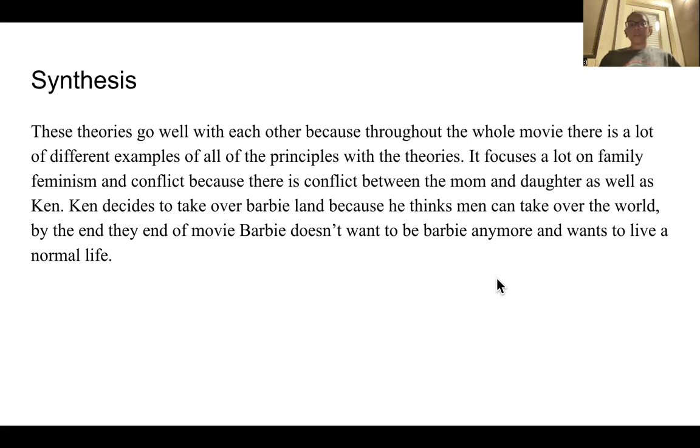And Barbie ended up taking power back, but she ended up going to the real world and becoming a human instead of Barbie, pretty much. But yeah, I thought it was really good, and I really liked both of the theories.